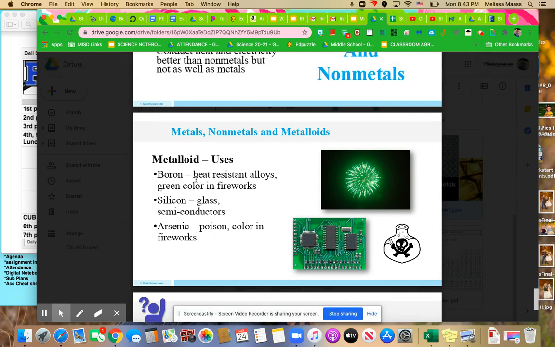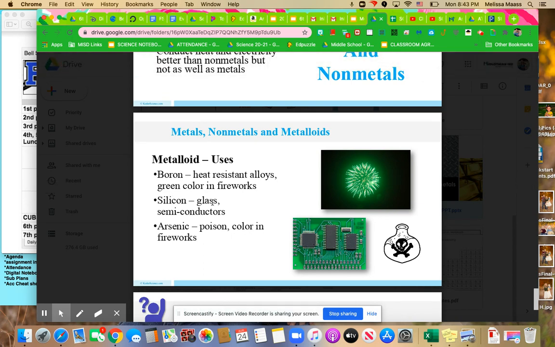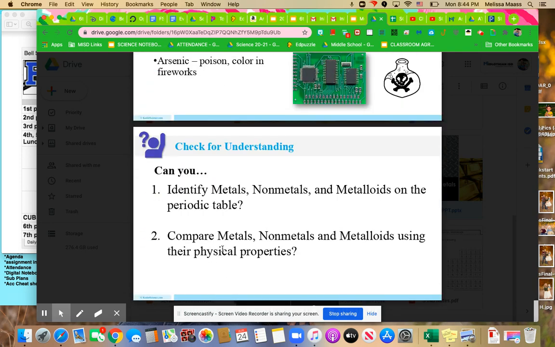So boron, it's going to give the green color in fireworks. Okay, kind of weird. Silicon, it's found in glass, okay, and it can be a semiconductor, meaning kind of a conductor, kind of not, if you will. And then arsenic. Some of you may even have heard of arsenic. It's a poison, and it can also give some color in some fireworks out there. But just kind of letting you know that those 3 examples are perfect examples of 3 metalloids that have properties of metals and the nonmetals, okay?